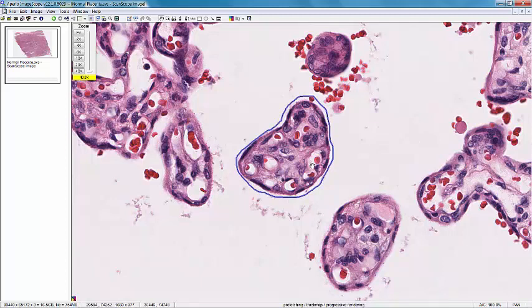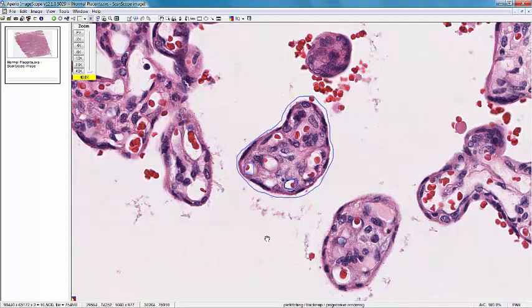You can see they are very thin-walled, and we now call them capillaries. I am outlining one capillary with my little pen, and now I am outlining another capillary with my little pen. All this tissue other than the capillaries is called villus stroma.